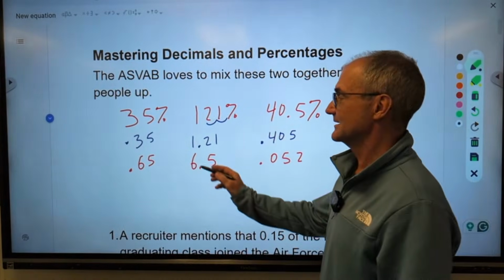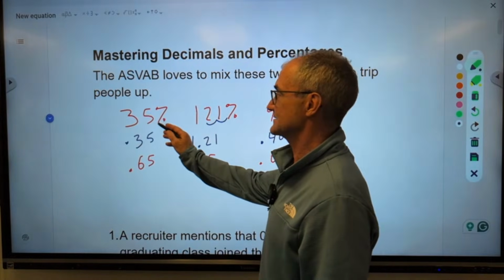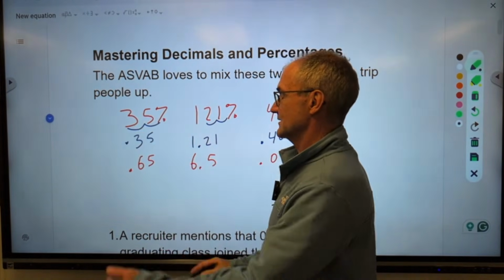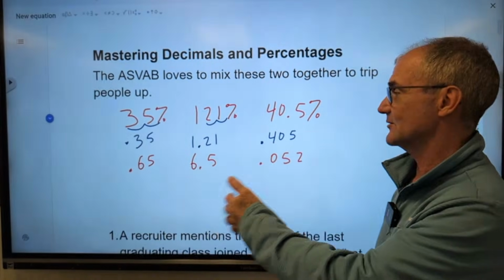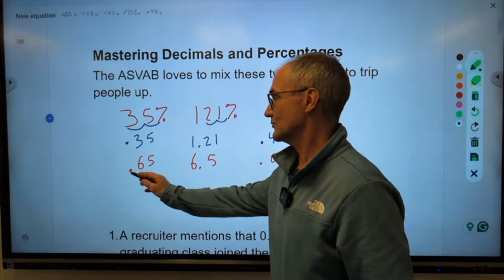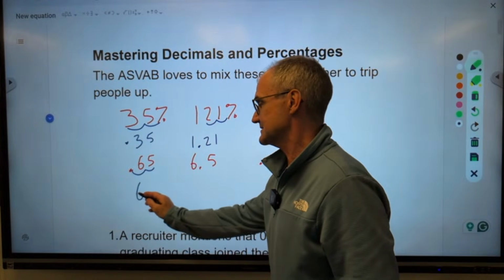Okay, if you got those down. So to go from a percent to a decimal, I went over 1, 2. Well, I'm doing the exact opposite. Now I'm going decimal to a percent. So I've got to go 1, 2 to the right. I go over 1, 2 to get 65%.